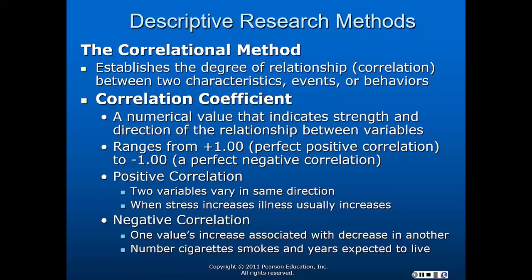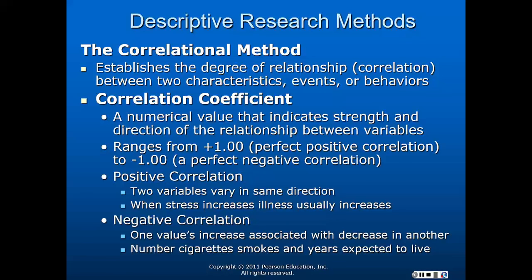Remember, the correlation coefficient can range from a positive 1, which is a perfect positive correlation, to a negative 1, which is a perfect negative correlation. Again, when we think about a positive correlation, remember we're thinking about two variables going in the same direction. A good example of this could be when stress increases, illness usually increases.